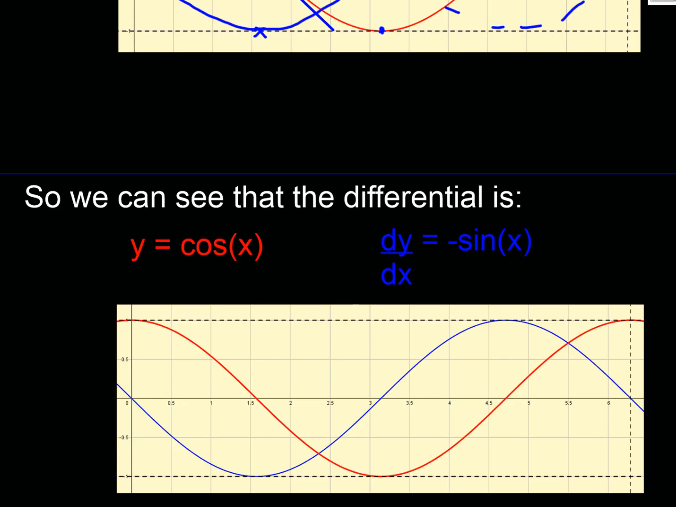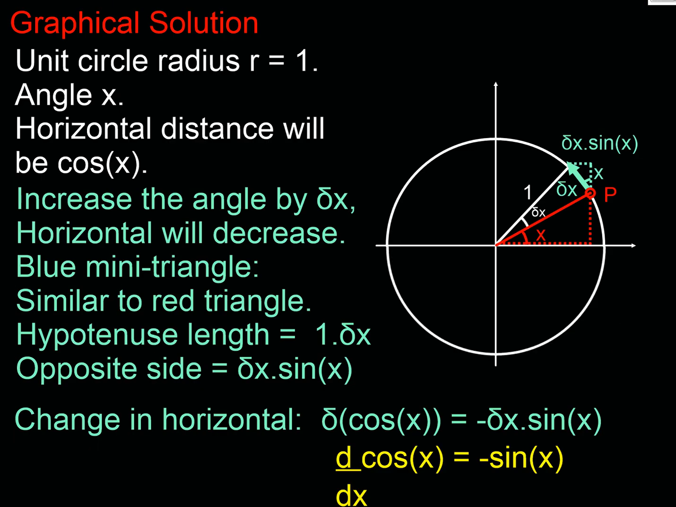So we can therefore see, just looking at that visually, that for y equals cos of x, the differential is minus the sine of x. Yeah. We could also prove this using a unit circle, using a graphical solution. So here's a unit circle. It's got a radius of 1. We've got an angle there in the red of an angle x. And there's our triangle, isn't there?